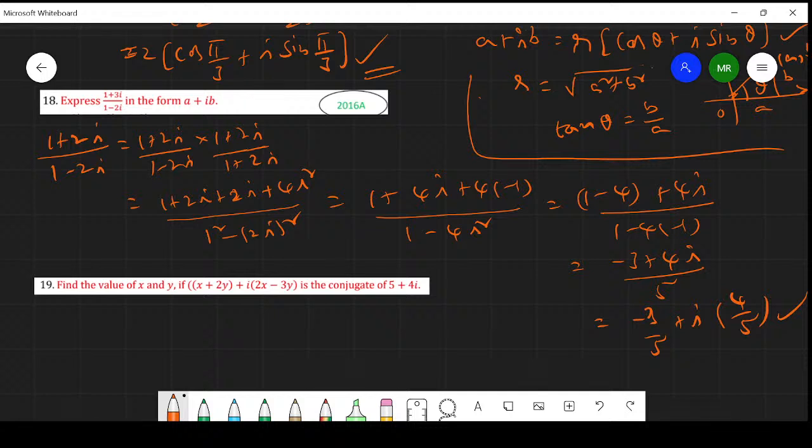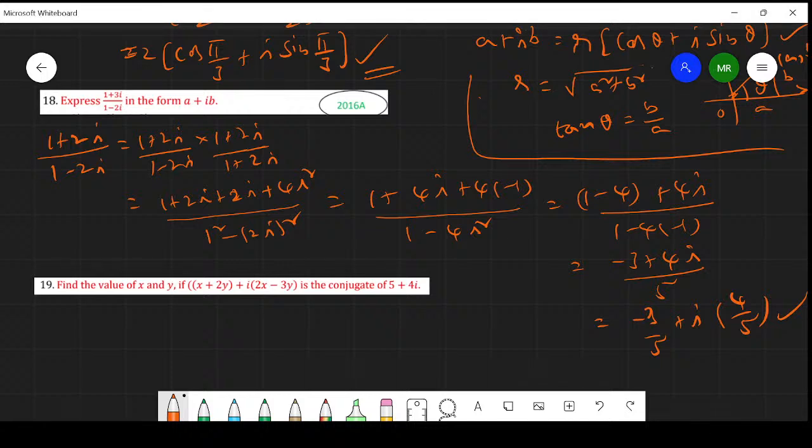They are asking in the form of a plus ib. I hope you understood this. Is it clear? If you have any doubt, you can ask me, please. I will explain again. Then I am going to do the next problem now.